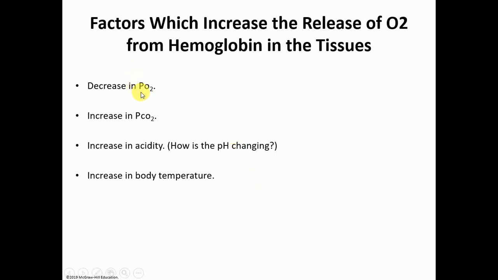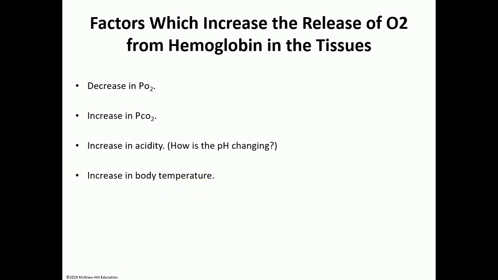Okay, so when it reaches tissue that has a low partial pressure of oxygen, so a decrease in PO2, when it reaches tissue that has too much carbon dioxide, so an increase in PCO2, which again translates into an increase in acidity, and I'm going to let you guys answer this. So how is the pH changing? Or areas with increased body temperature.